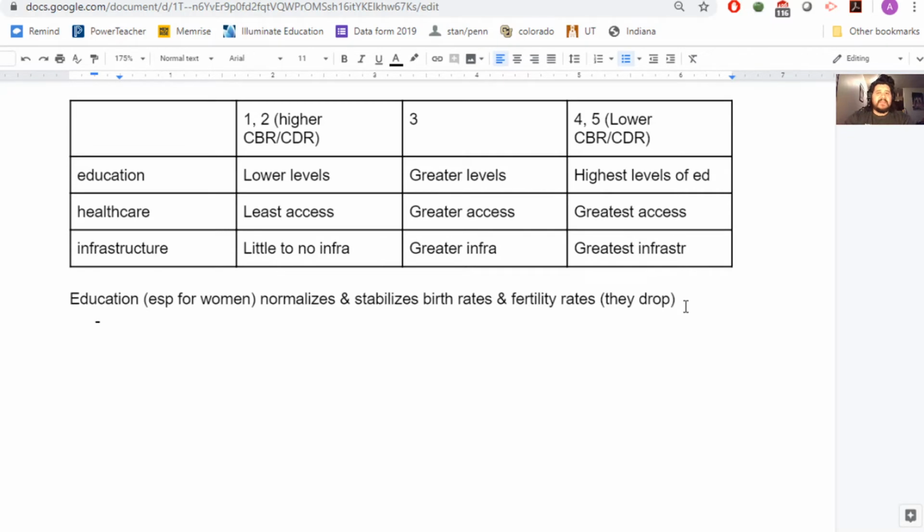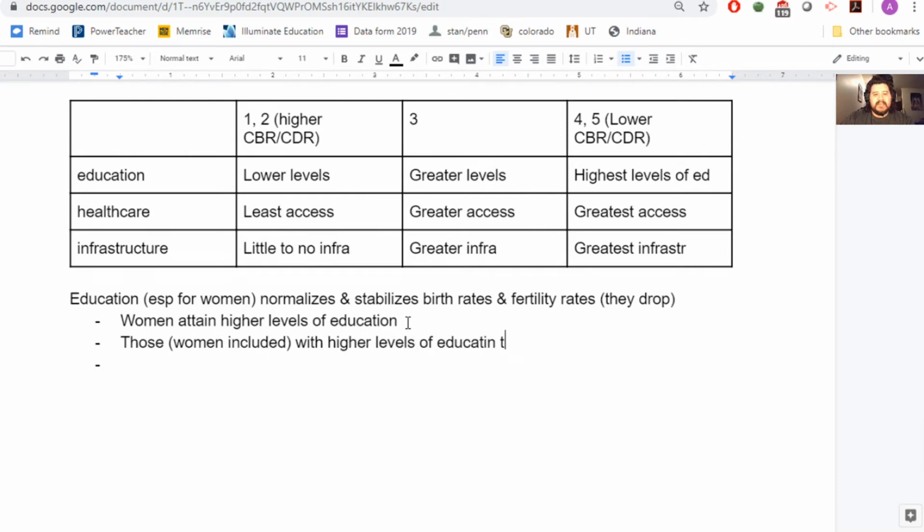Because we know a number of things happen statistically. We read the statistics and can infer back from that that a number of instances occur when that education access is increased. One, women attain higher levels of education. Those women with higher levels of education tend to have children later in life, so they're going to wait longer until they have their first child.